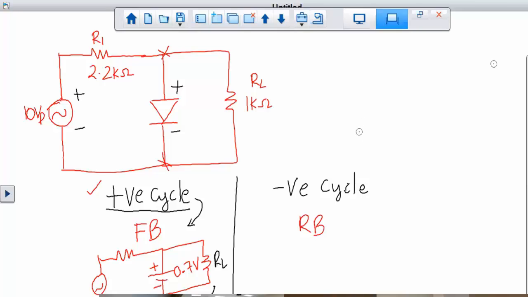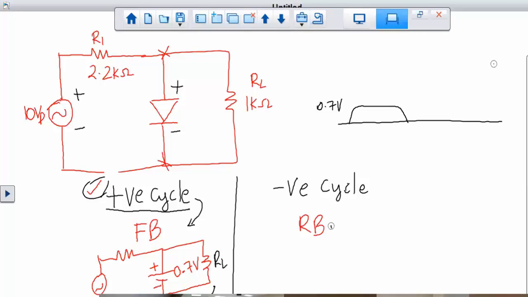So when you are asked to draw, on the forward, on the positive cycle, you are going to draw that 0.7 volts, since it is 0.7. You're going to draw it under the positive cycle of the AC signal. That's where you begin.